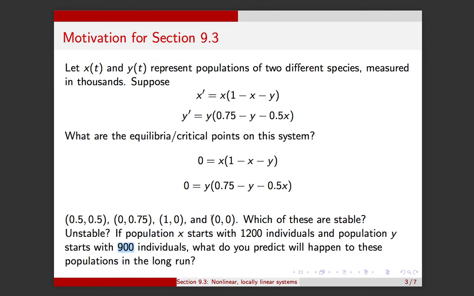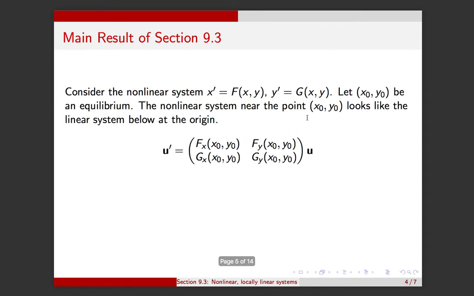These are the questions we'll care about in 9.4 and 9.5 exclusively, right? That's what those sections are about. In this section, I'll just show you how you can get an idea of how to answer questions like this. How do you analyze this nonlinear system with the language from section 9.1?